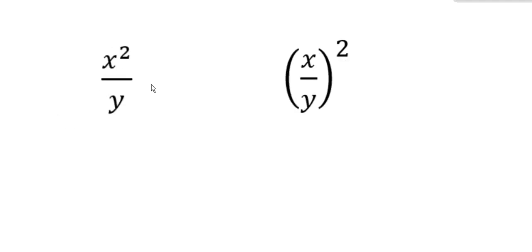And again, obviously, same idea here. Base x has exponent 2, base y has exponent 1. Here, both x and y have exponent 2, which is why they're both in the bracket.